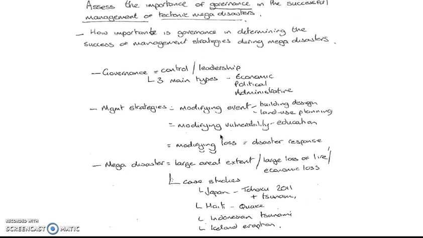We can see that when we talk about governance, we've got the different elements: economic, political, administrative. We've got the different management strategies, and then we've got what is a mega disaster. In this top section I've tried to reword the question to make it a little bit easier. So we know this is the information we're trying to include, and we have to work out, we probably won't be able to include all of this, but what is the key information that we're going to need within our answers.